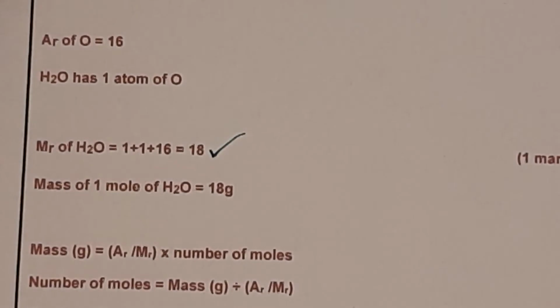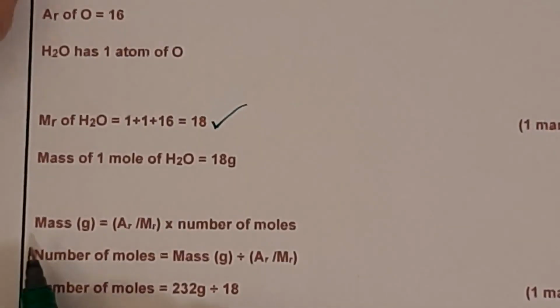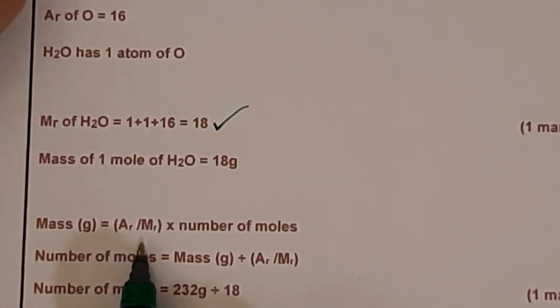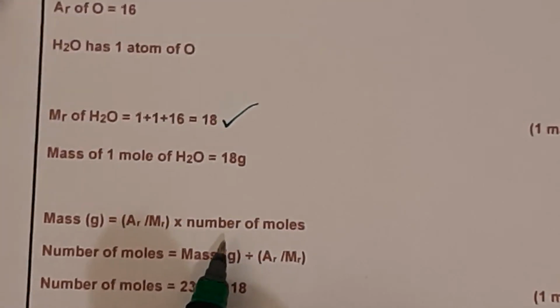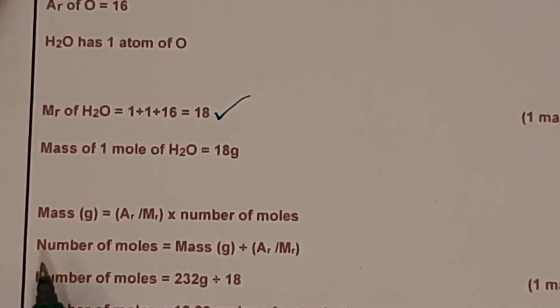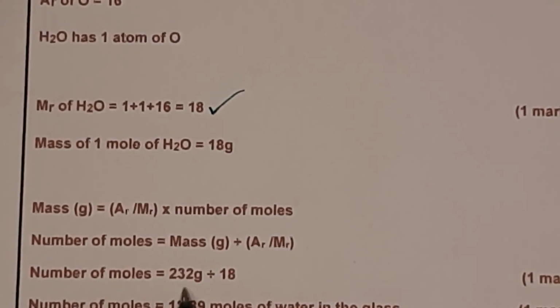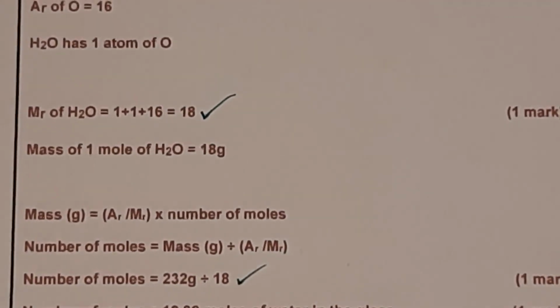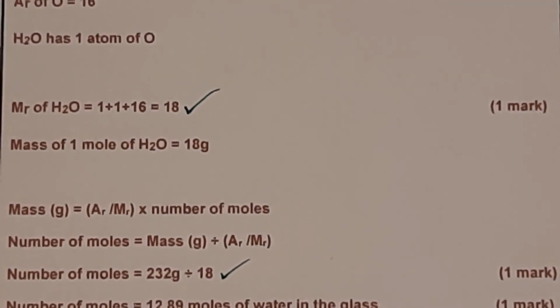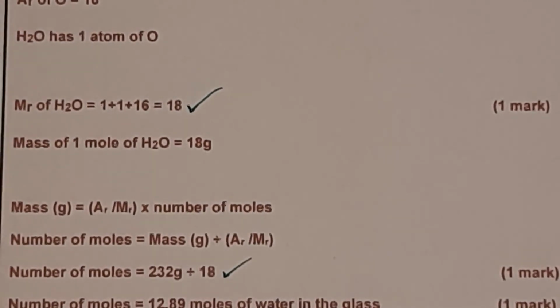So then here's the equation that I gave you. The mass is equal to the Mr multiplied by the number of moles, but it's not useful until we rearrange it so that the number of moles equals the mass divided by the Mr. Again, still no marks until you put the values in. So if you've done 232 divided by 18, anywhere on your page, you can have a mark for that.